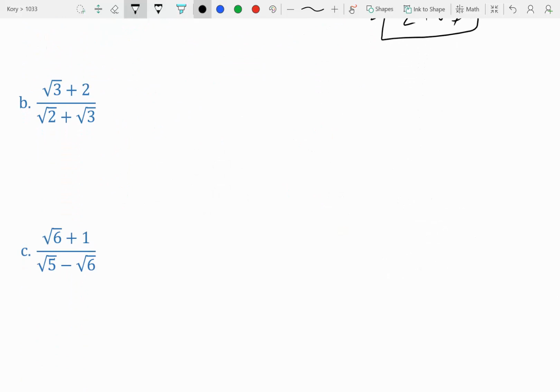Alright, part B. We're going to multiply by the conjugate, which is 2 minus the square root of 3. So the bottom, we're just going to put a minus and square both. So square root of 2 squared is 2. The square root of 3 squared is 3. And on top, we actually have to FOIL this. Take it slow through here.